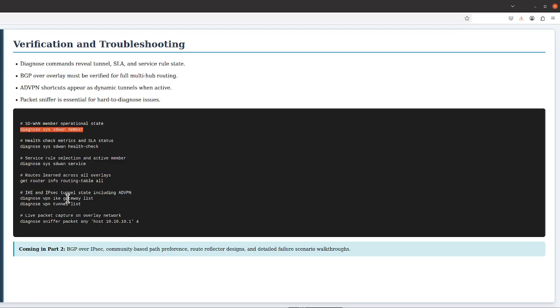including whether it is up or down and which zone it belongs to. This is usually the first command to run when investigating any SD-WAN issue because it tells you at a glance which tunnels are currently considered usable by the SD-WAN engine.